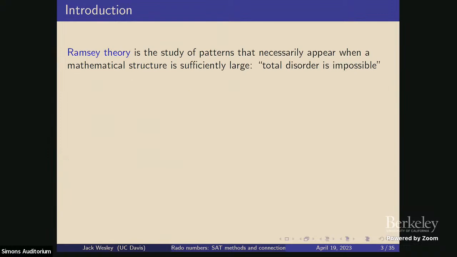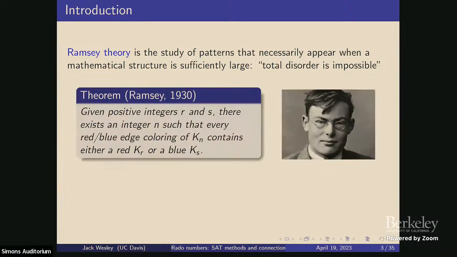Okay. So as many of you know, of course, Ramsey theory can be described as the study of patterns that appear when you have a sufficiently large mathematical object, or patterns that are preserved when we partition or color that object. And the most famous result in this area is, of course, Ramsey's theorem, which says that if you red-blue color the edges of a large enough complete graph, then you will necessarily find either a red K_r or blue K_s.